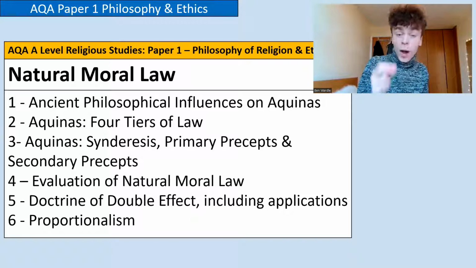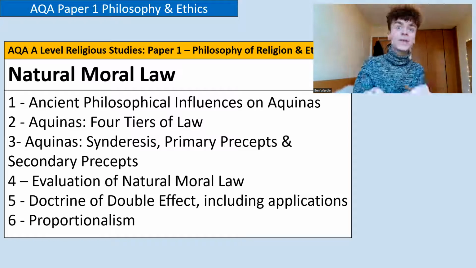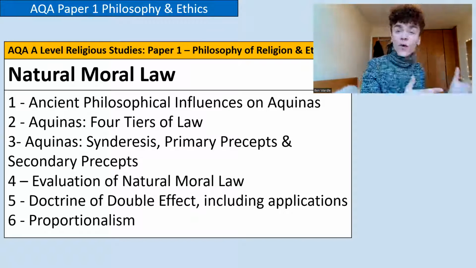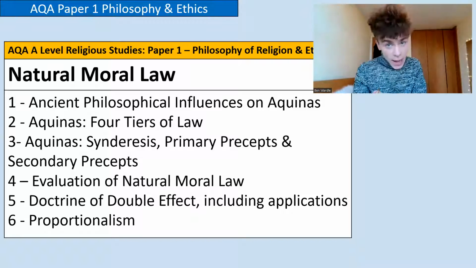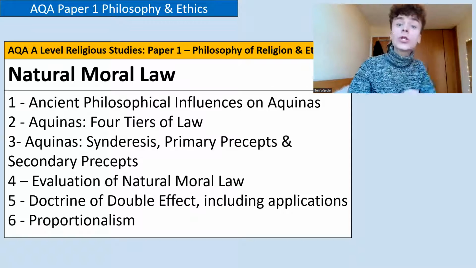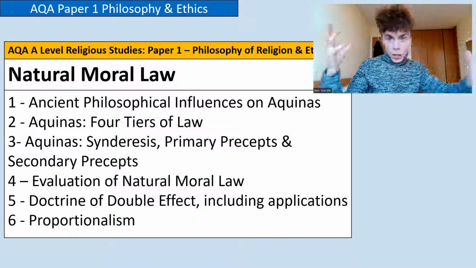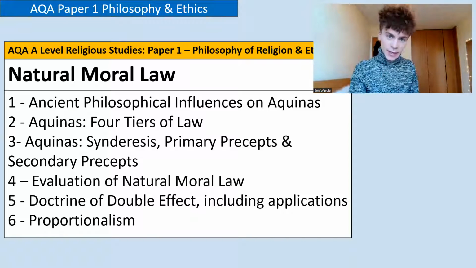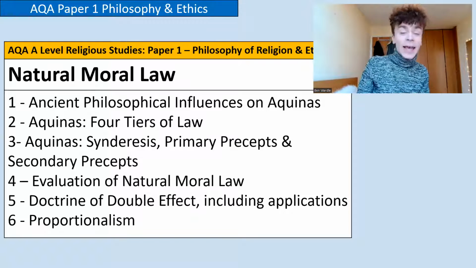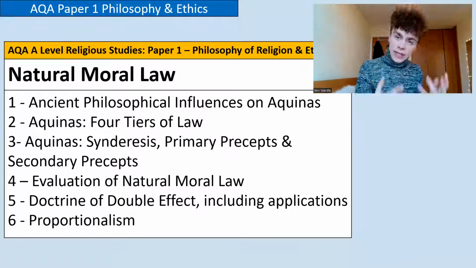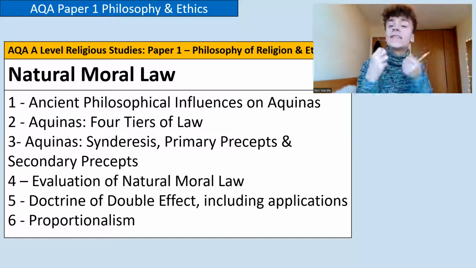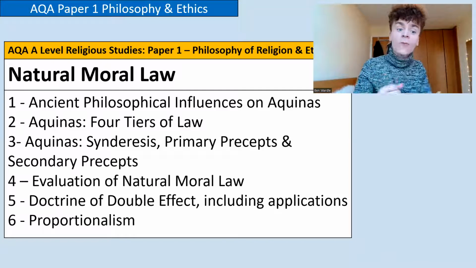We then will be looking at Aquinas. We will be zooming in on his very Christian natural moral law, and we'll be looking at the 4 tiers of law. We'll then be looking at synderesis, the primary precepts, and then secondary precepts. We'll then take a moment to evaluate this theory, looking at our strengths and our weaknesses. And then I want to take a look today at the doctrine of double effect, including applications, and at proportionalism as well, because they are 2 key developments on natural moral law, which are fantastic to refer to in an essay, and indeed the examiner will be expecting you to be aware of when you are discussing natural moral law.